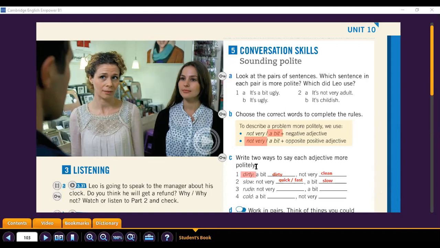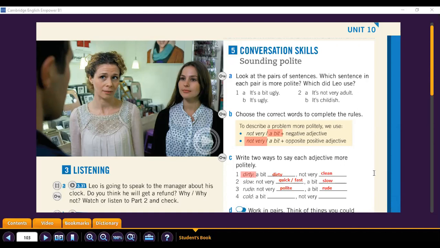Let's move to number 3. We have the word rude. Grosero. Rude. It's not very polite. It's a bit rude, nos dice Samantha. Very good. It's not very polite. No es muy educado, no es muy cortés. ¿No es cierto? It's a bit rude. Es un poco grosero. Very good.